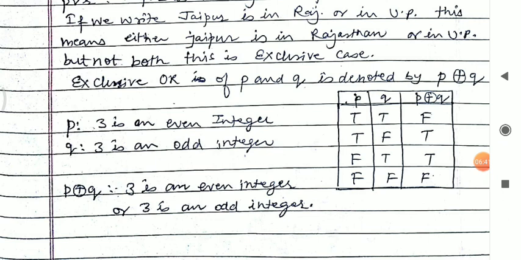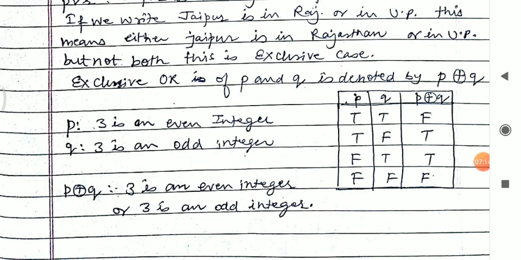So if or is used as the exclusive case, the common part will be excluded, so there is a new symbol, the same symbol as symmetric difference. The truth table of this exclusive or is true when one of them is true, and false when either both of them are true or both of them are false, so that we are excluding the common part.